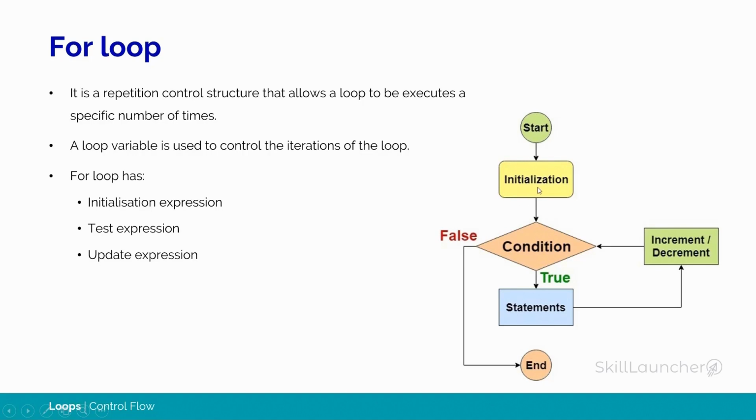In initialization expression, we have to initialize the loop counter to some specific value. Then comes the test expression, where the condition is tested. In test expression, we have to test the condition. If the condition evaluates to be true, then we execute the body of the loop, that is the statement written inside the braces. And then comes the update expression. Very often it is increment or decrement of the counter. After executing the body of the loop, this expression increments or decrements the loop variable by some value.